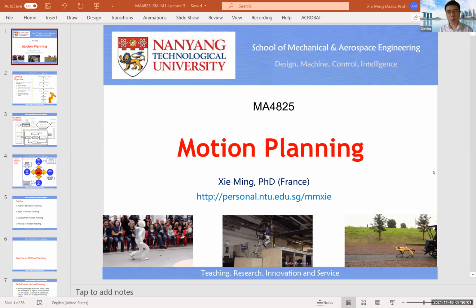Hello, everyone. We continue the study of Module 1. Today, we are going to do Lecture 3, which is about motion planning. By now, we have already studied task planning and action planning. So then we move on to study motion planning.